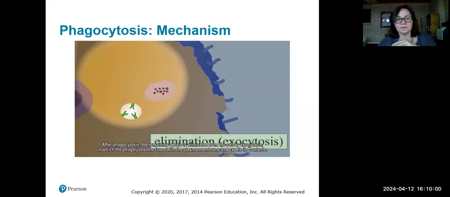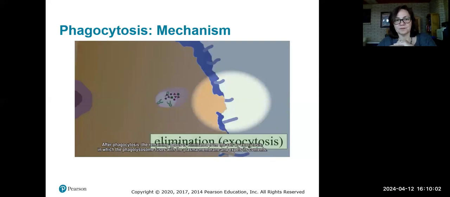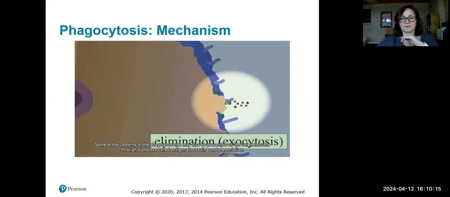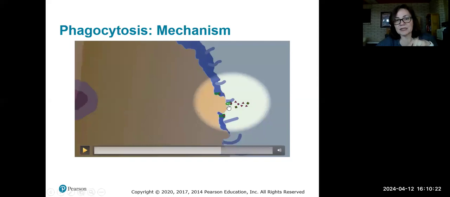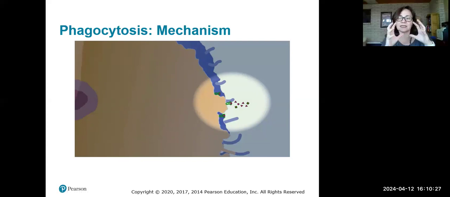After phagocytosis, the remaining debris is eliminated from the cell by exocytosis, in which the phagolysosome fuses with the plasma membrane and expels its contents. Some of the contents of the phagolysosome may also be presented on the cell membrane through a process called antigen processing and presentation. I'm going to pause that. That little bit is going to be really important next week. The phagocytes eat things, but then they go and present them to the lymphocytes, so the lymphocytes know what they're looking for.